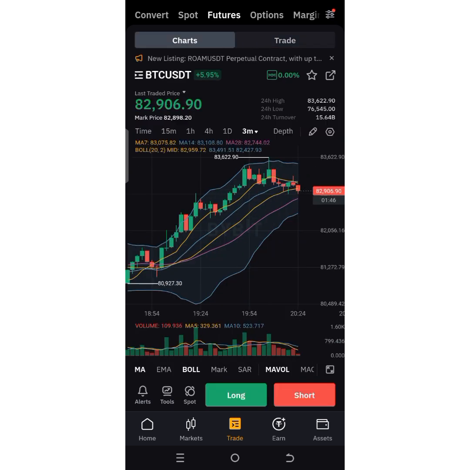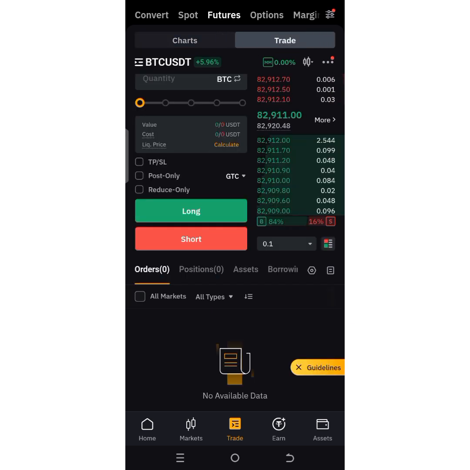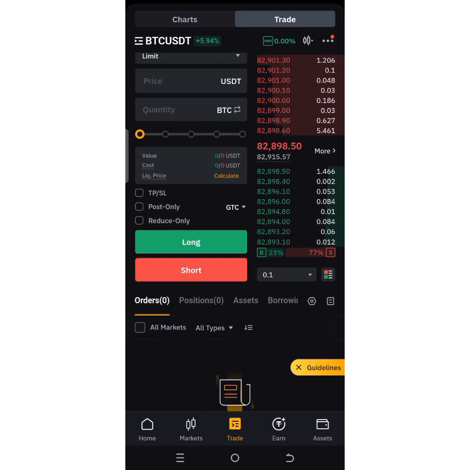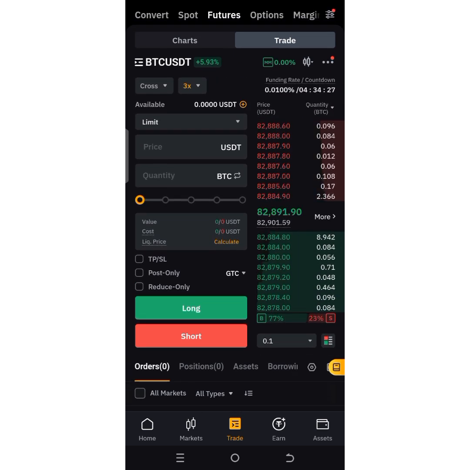So guys, if you are trading futures, if you click on long, you are saying Bitcoin will go up. If you click on short, you are saying Bitcoin will go down. So guys, if you click on long, you join the queue, you buy some quantity of Bitcoin with your USDT.